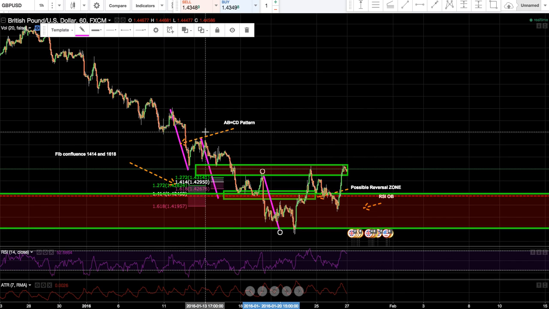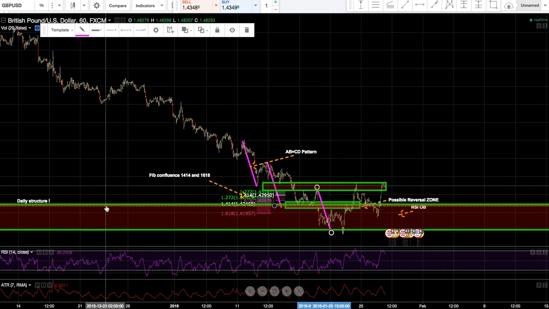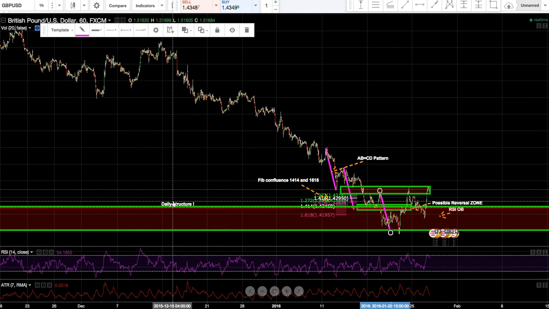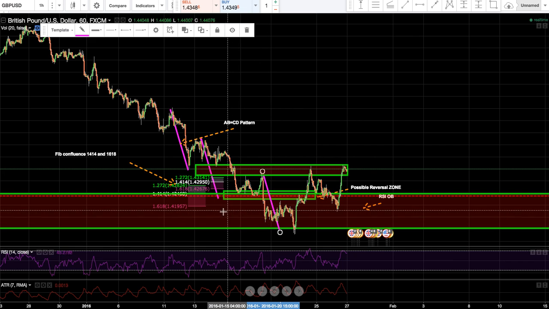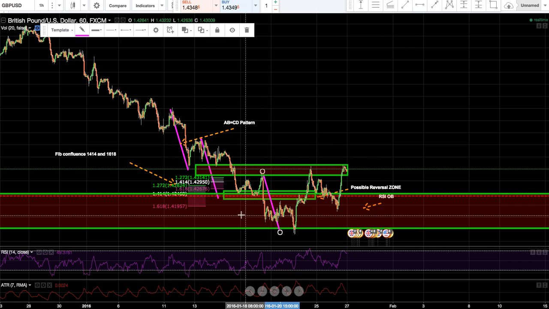But this is an example of how we can start by taking a look at structure. We see the daily structure right here. We can draw in a zone, right? And from there we look for entries. That's basically all we need to do.